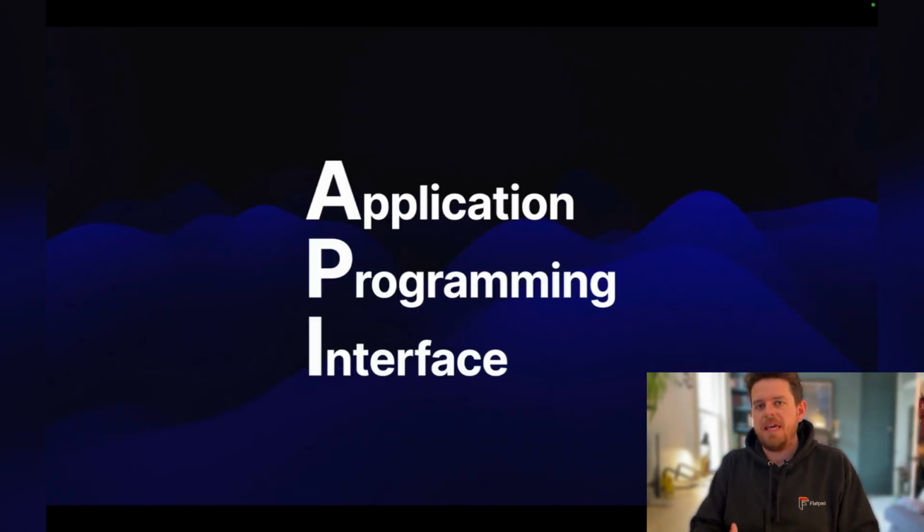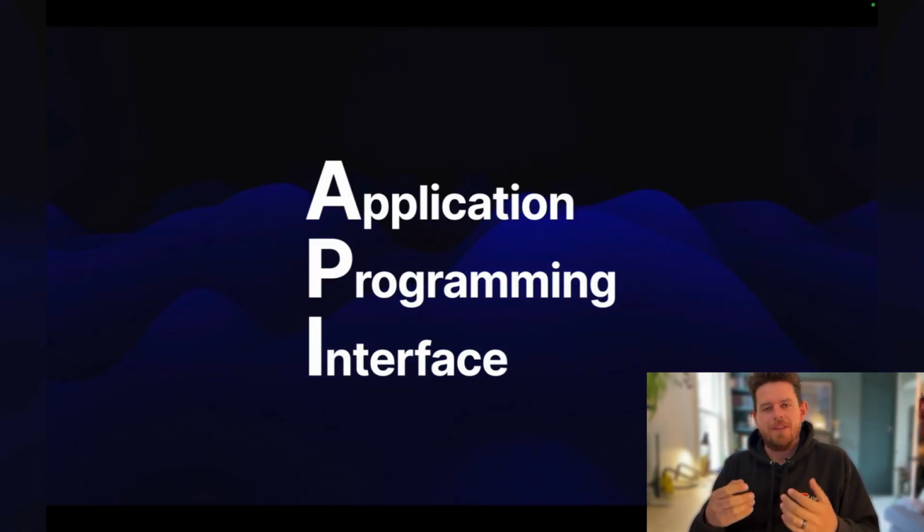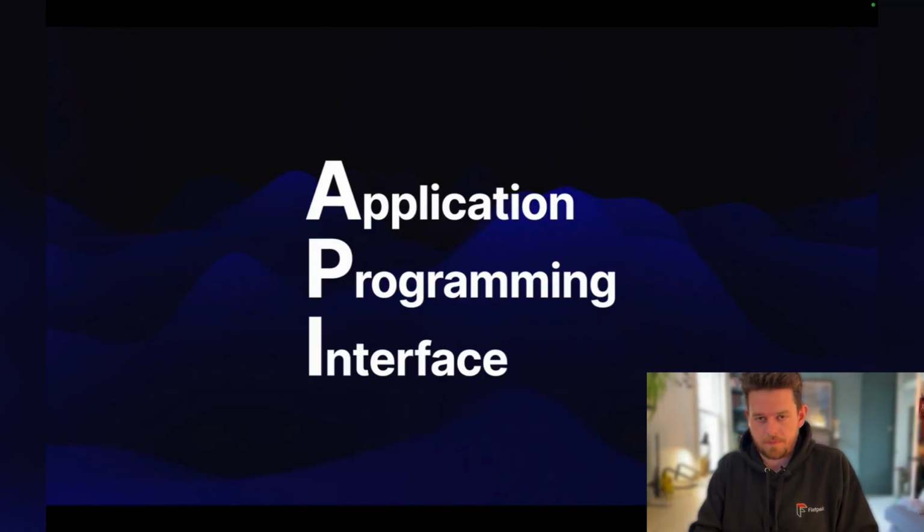So an API, or an application programming interface, is really a way that two bits of software can talk to each other, or two bits of hardware that are running certain software can talk to each other. It's the way that applications interface with each other. I know that might seem obvious now that you know what it means, but that's basically what it does.